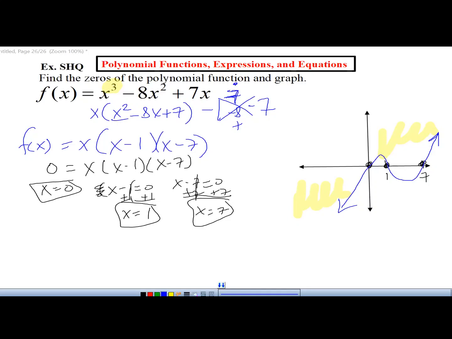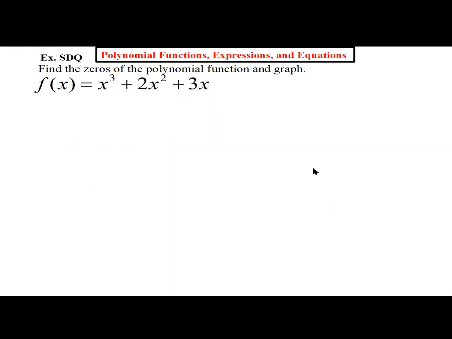All right. So with that said, y'all ready to rank it up a notch? Copy this one. Example, super duper cube. Copy that. F of x equals x cubed plus 2x squared plus 3x.